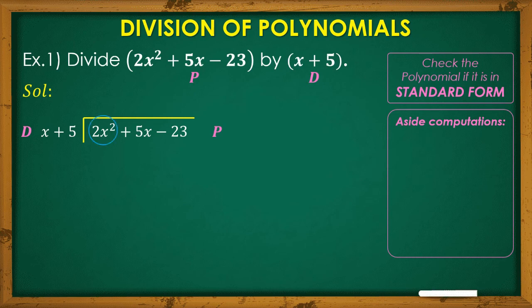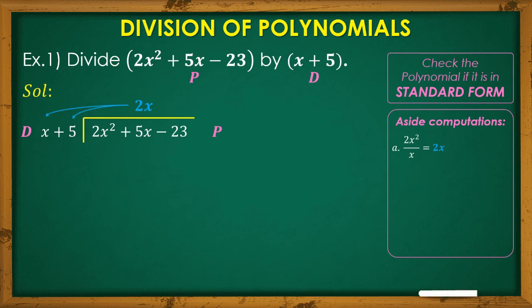Let's start. Uunahin natin ang leading term, 2x squared, at yung x. At sila ang una nating i-divide. 2x squared divided by x. Nare-recall ba yung law of exponents in division? So we have 2x.